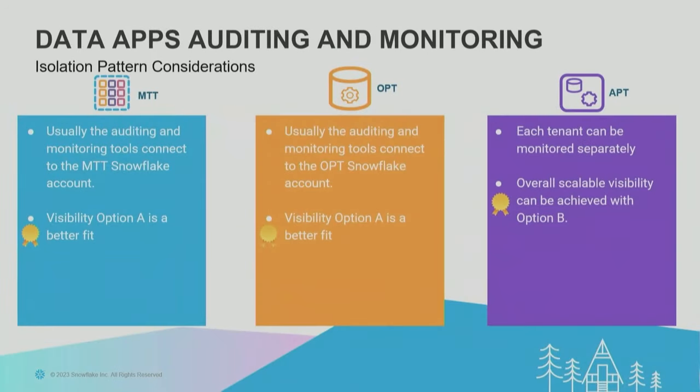Now, how this plays out from isolation patterns. Usually in MTT and OPT, you normally have a smaller number of Snowflake accounts, so probably option A is a better fit here. In APT, we have app consumers. They may have hundreds of Snowflake accounts, right? We're not talking about 2 or 3, maybe 50, 100, 200 or more. And this is where option B is a better fit, from the security perspective, as we said, since you can sanitize the data at the account level, and from the scalability perspective.